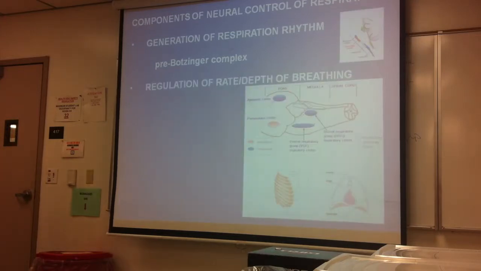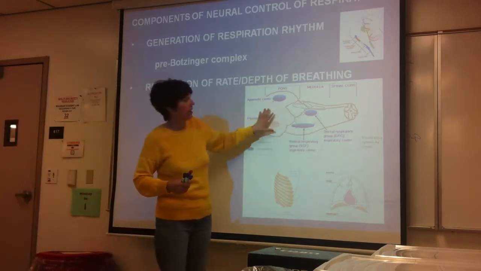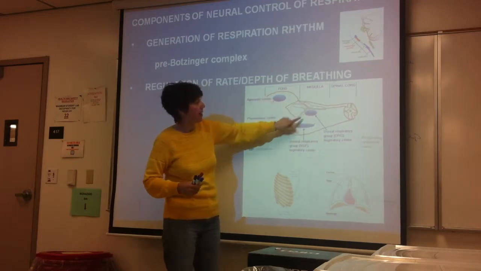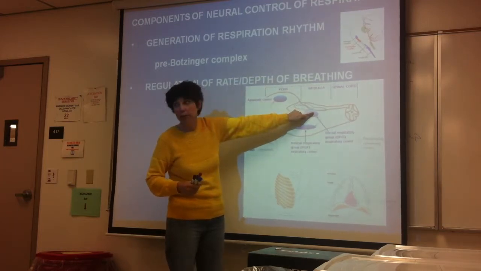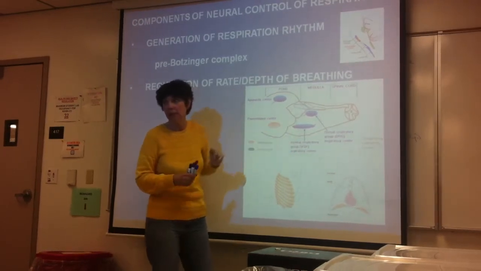So then we have the regulation of rate and depth of breathing, or the determination of rate and depth of breathing. And this is what you're going to experiment with during lab today with the breath holding and hyperventilation, right? So here we have a similar sagittal view. This would be the fourth ventricle. Here's the dorsal respiratory group, and here's the ventral respiratory group, all right?